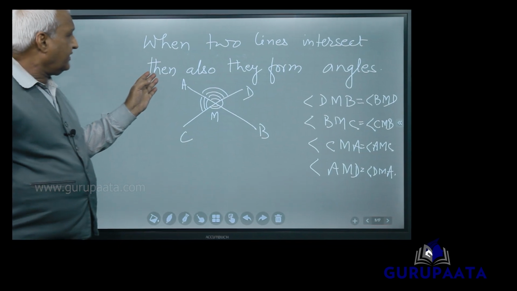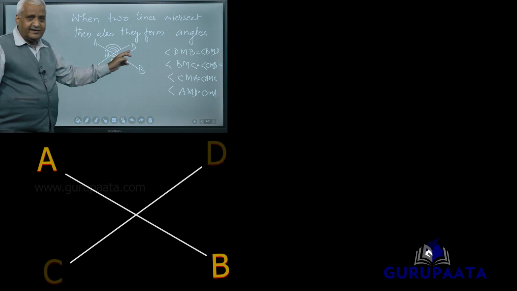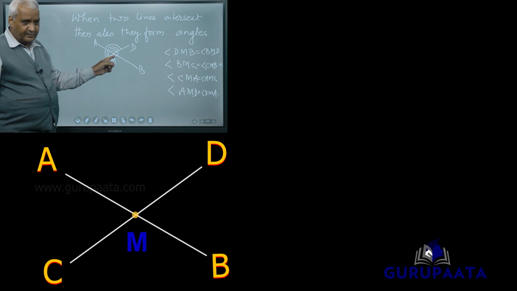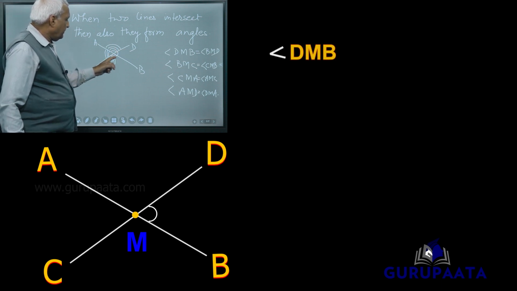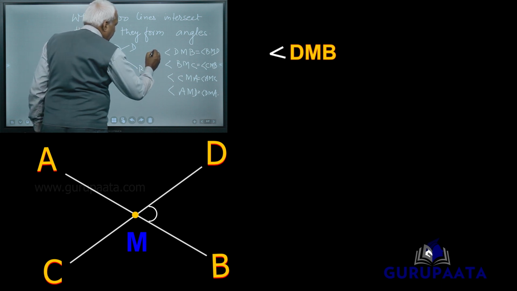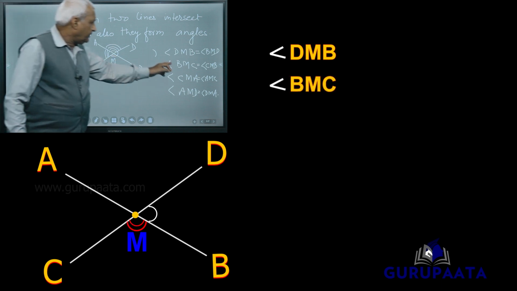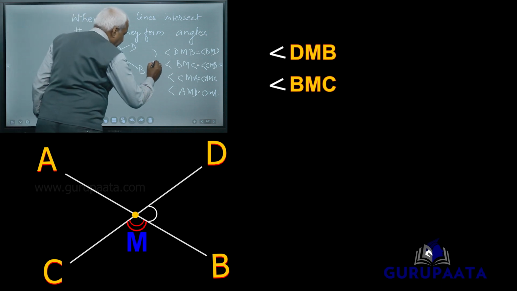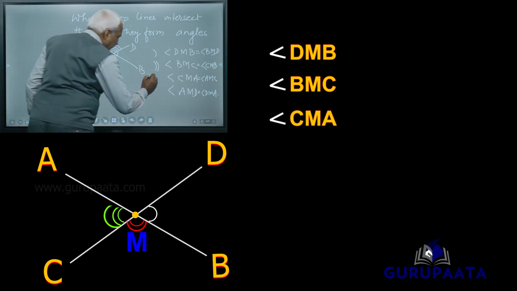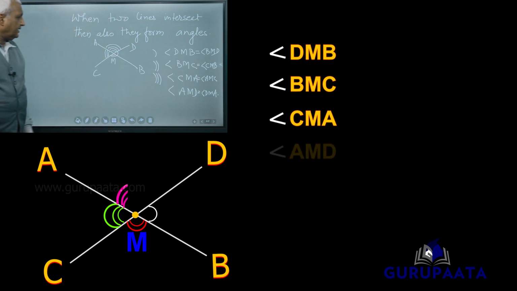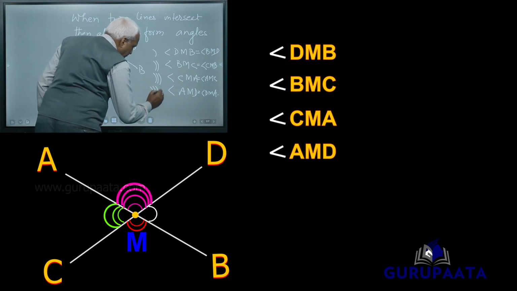When two lines intersect, then also they form angles. See, here AB and CD are intersecting each other at point M. So, four angles are formed. What are those angles? That is DMB, shown by a single line. Then second is BMC, that is shown by a double line. Third angle is CMA, shown by a triple line. And the fourth angle is AMD, shown by four lines. Understood?